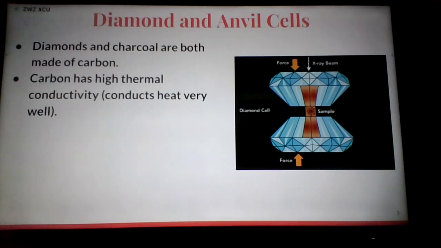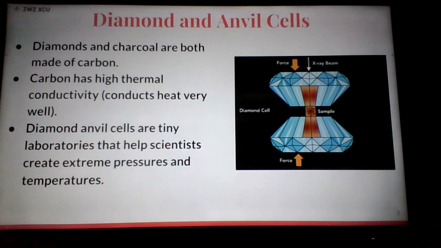Carbon has a high thermal conductivity, which simply means thermal meaning heat, conductivity meaning how well the heat travels through carbon. Well, where else do we find carbon? Charcoal, of course, that burns on the grill and helps cook the steak or the hot dogs or the burgers or whatever else we want to cook. Carbon is very conductive of heat.